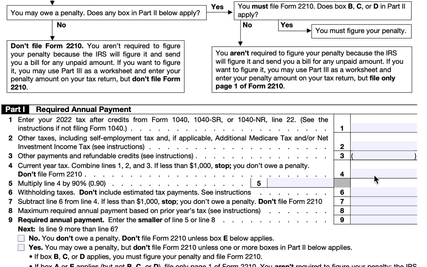Line 5, you would take the number in line 4 and multiply it by 90% because one of the rules is you have to have withheld at least 90% of your estimated tax. So if line 4 represents your estimated tax, in line 5 you're multiplying that to get to 90%. And then line 6, your withholding taxes. These don't include estimated tax payments. It's simply the taxes that were withheld on your 1040 or 1040 SR.